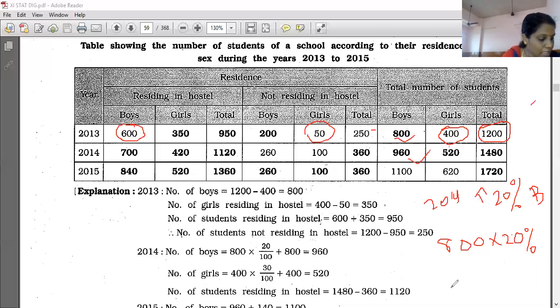And the number of girls increased by 30%. So how many girls were there? 400 girls were there and they increased by 30%. So 30% means here you have to write, see, here you should not write multiplication, you put the plus sign. 800 plus 20%, that gives 960.